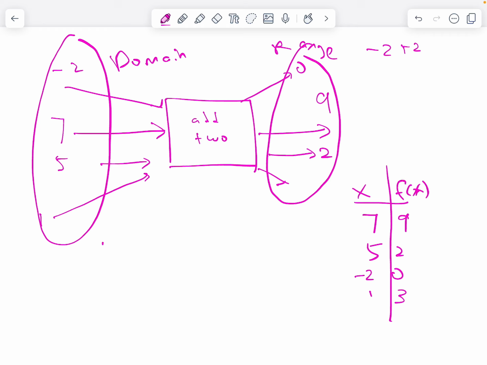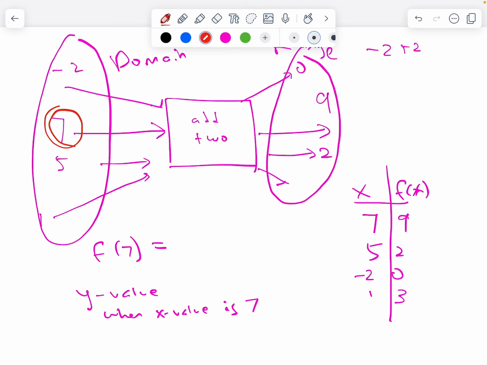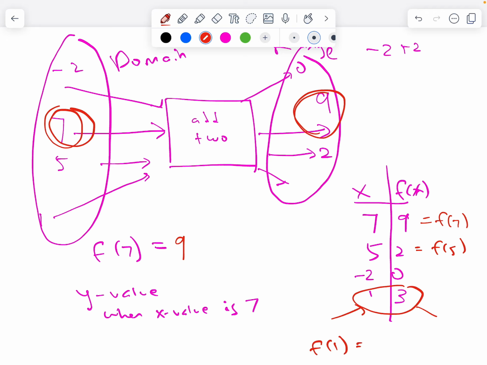And when I say f of 7, what that means is the y value when the x value is 7. In other words, if I put 7 into my machine, what comes out? 9. So 7 makes 9. So we're going to say f of 7 is 9. And so we can write this as f of 7. This is f of 5. So if we put 5 into the machine, 7 comes out. What is f of 1? f of 1 is 3, because 1 goes in and 3 comes out.